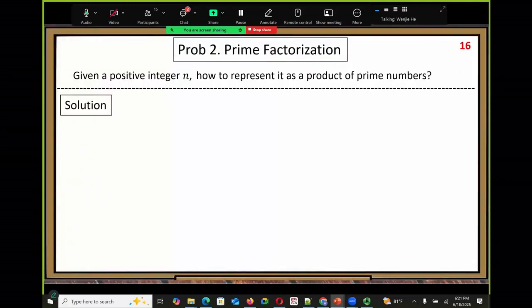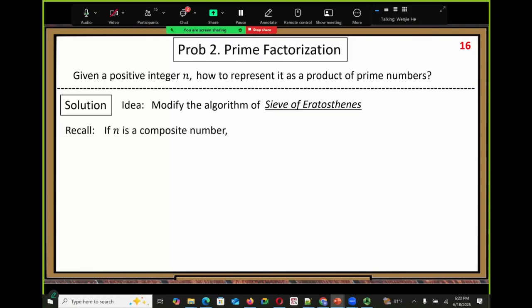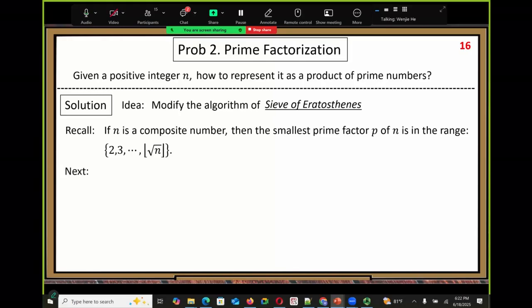This time we need to get a solution of problem number 2. Idea: modify the sieve of Eratosthenes algorithm. Recall, if n is a composite number, then the smallest prime factor p of n is in this range. Next, implement the following steps. We call this the trial division.